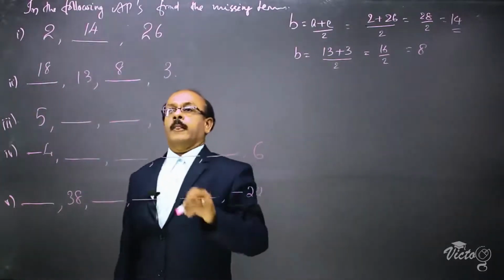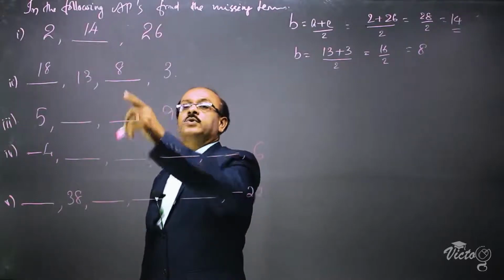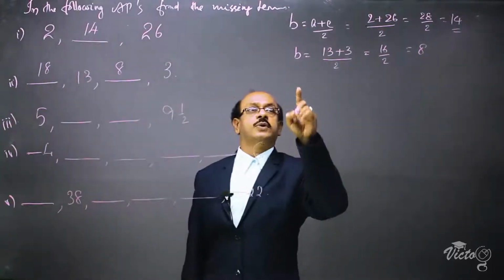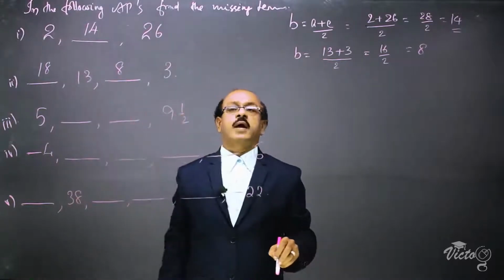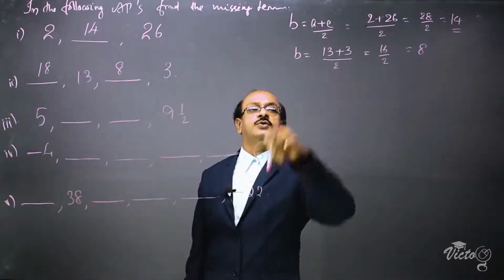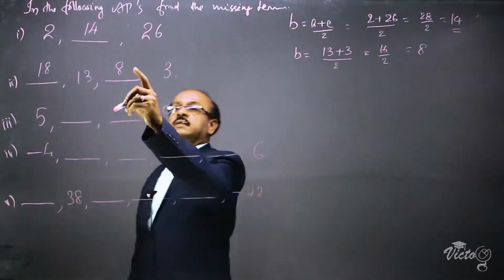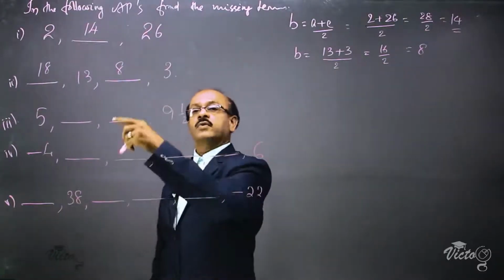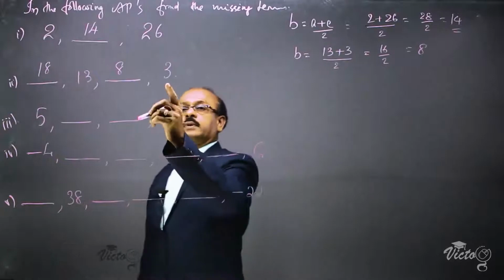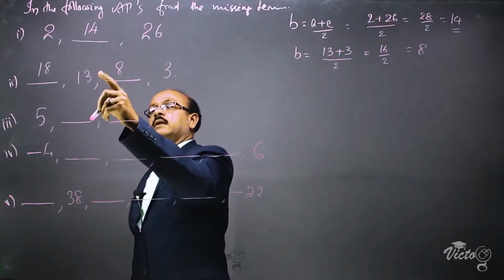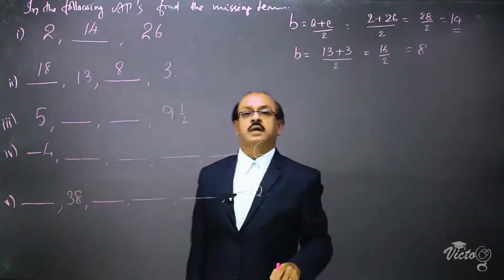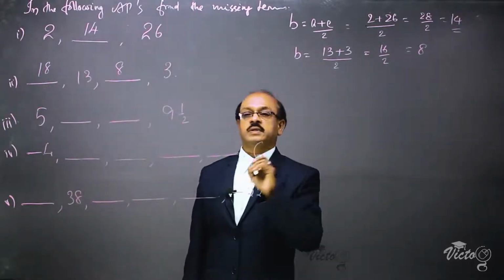Once more, we find the middle term using B is equal to (A plus C) by 2. Here, this is A and this is C. 13 plus 3 by 2 is 16 by 2, equal to 8, the second missing term. In reverse order, 3 plus 5 is 8, 8 plus 5 is 13, 13 plus 5 is 18. Thus, we find the two missing terms.